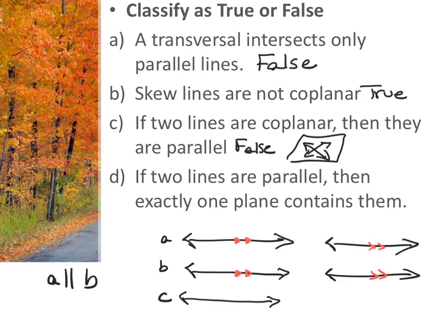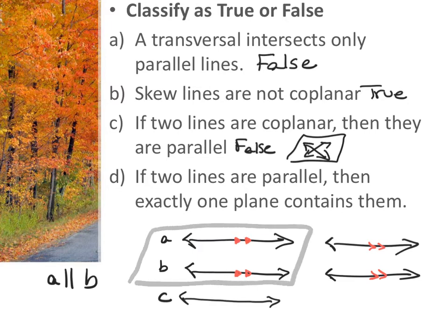C, if two lines are coplanar, then they are parallel. This one is false, they could be intersecting. And then D, if two lines are parallel, then exactly one plane contains them. So I could draw a plane around these two.